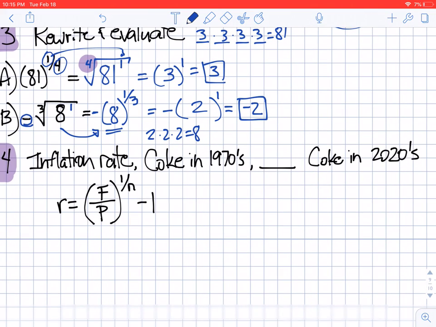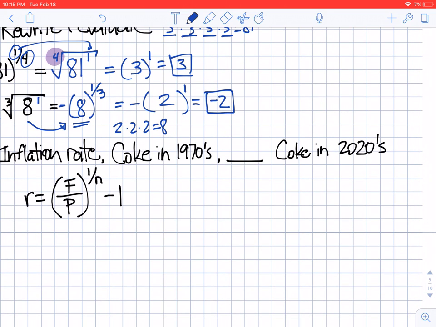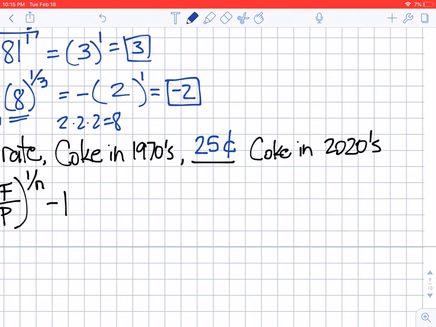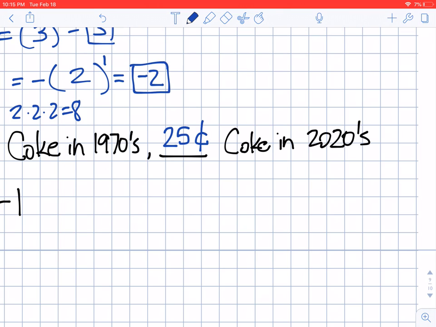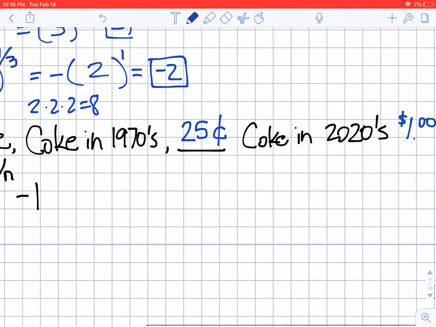Finally, we'll do an example in class involving Coke and inflation rates. I'm going to pick a couple of numbers here. In 1970, I'll say a can of Coke was 25 cents. Or a bottle of Coke probably then, because they may not have had cans. Currently, if you go out and buy yourself a can of Coke from a vending machine, you probably spend about $1.